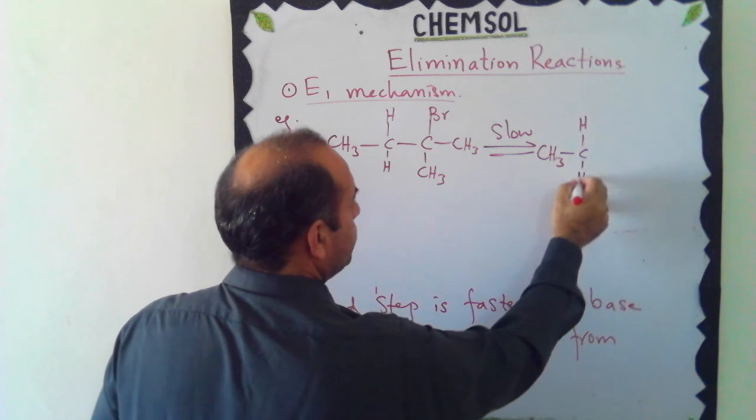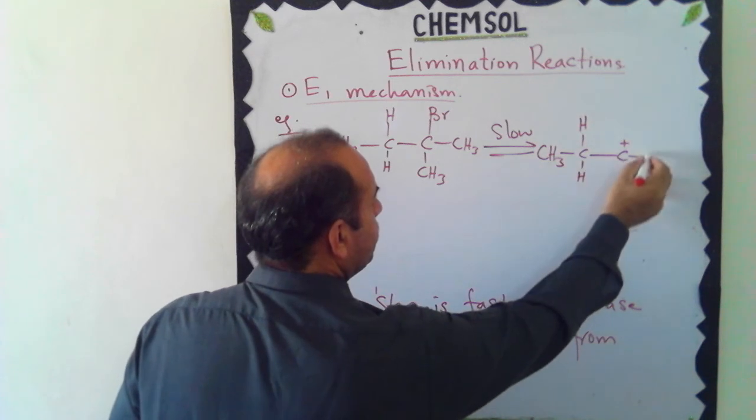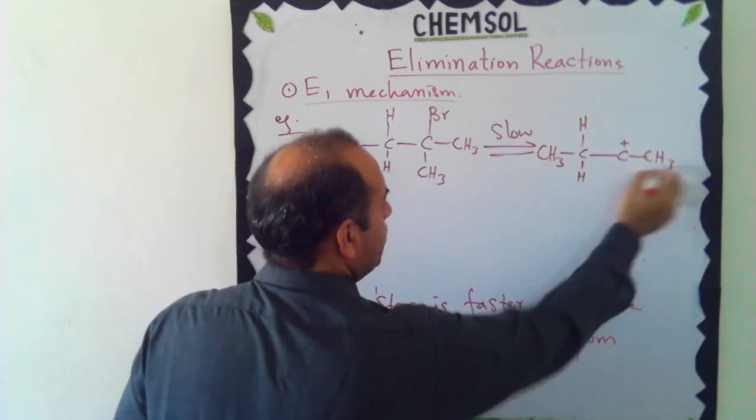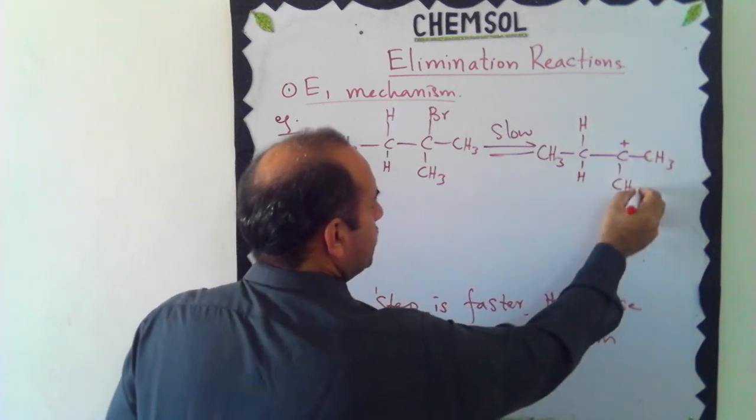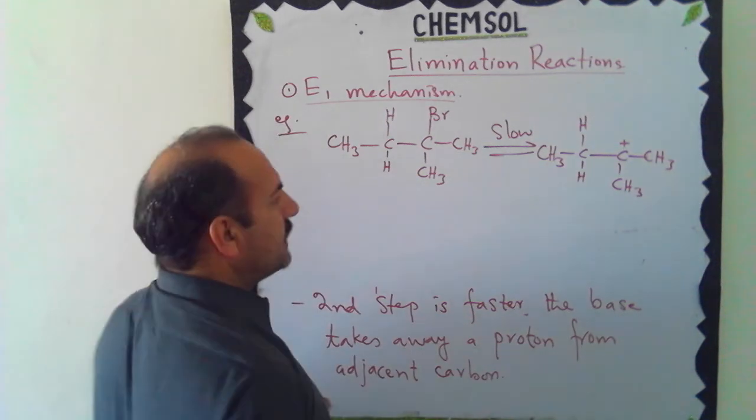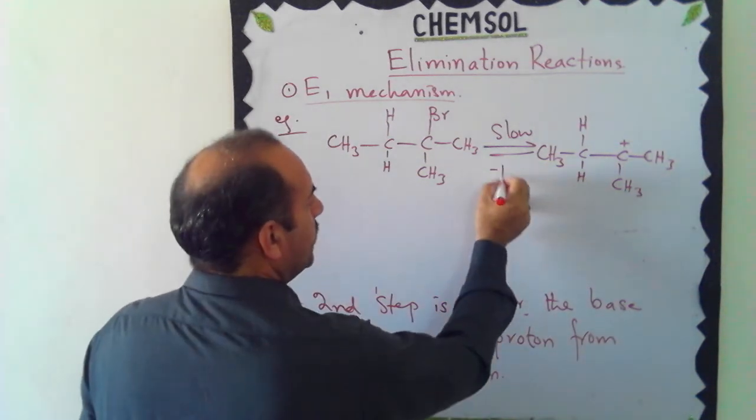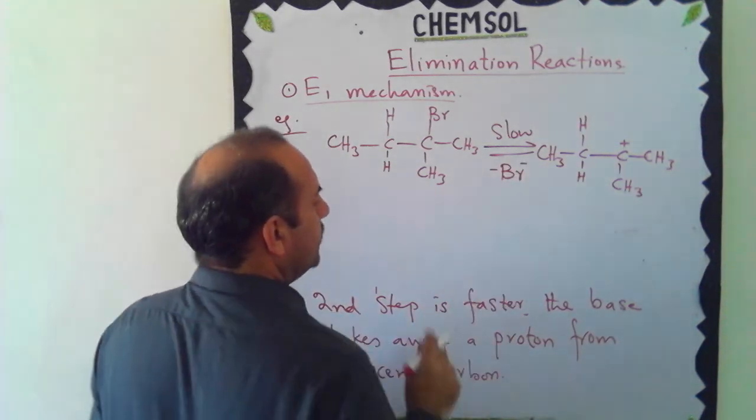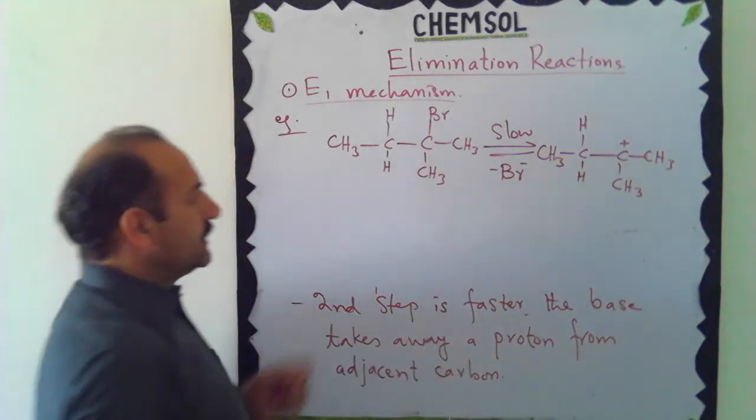So the first step will be the slow step, and we will get this kind of compound, CH3, C positive, CH3 and CH3. This is called a tertiary carbocation, while a bromide ion has left the molecule.